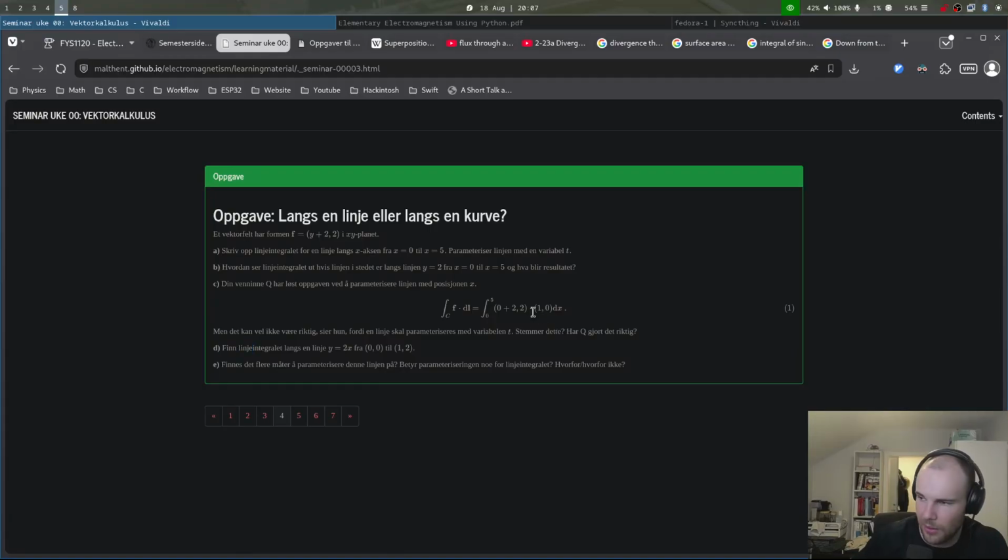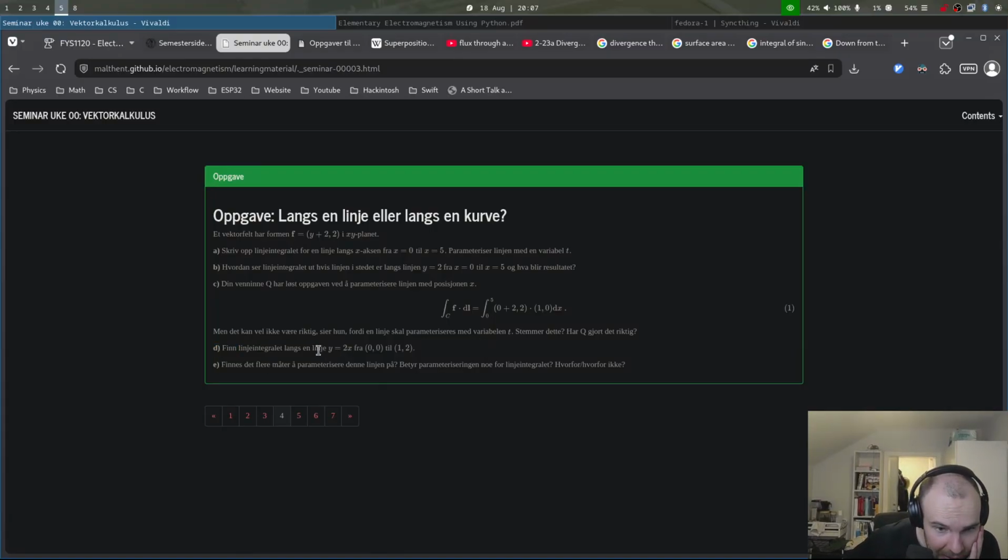As long as you're not violating any mathematical reason, it's all right. Okay, find the line integral for a line y is equal to 2x from 0 to 1.2. We can of course parameterize this. So the line is y is equal to 2x, so we have r of t is equal to 2 times t in the x hat direction, then plus just y hat.